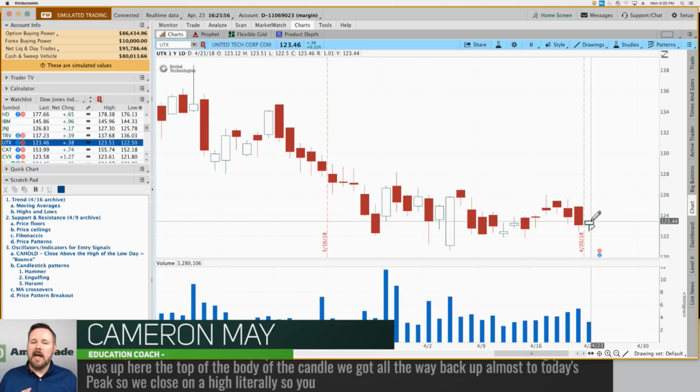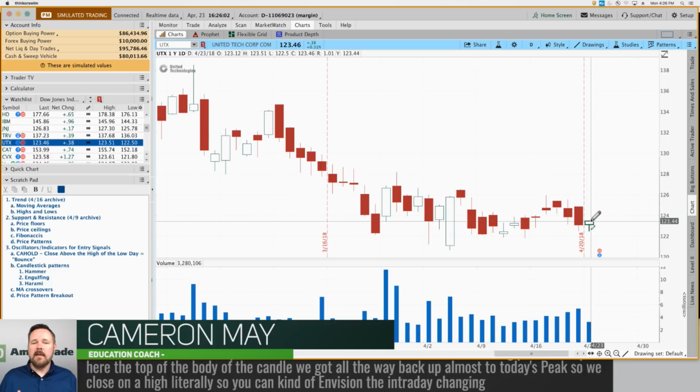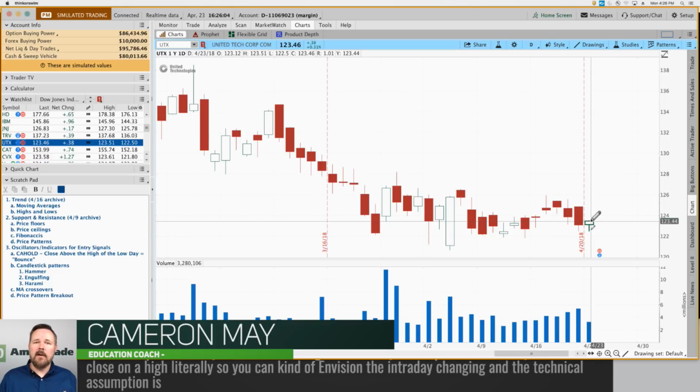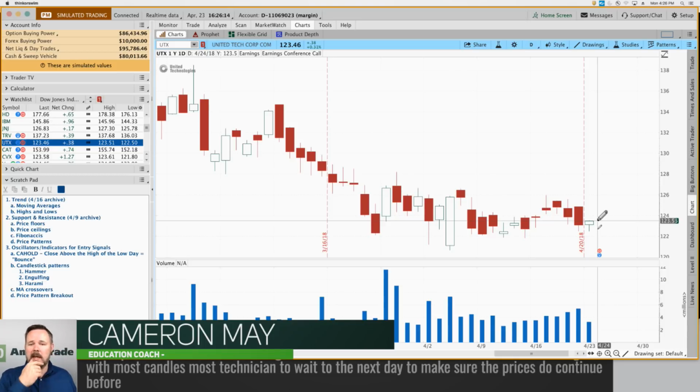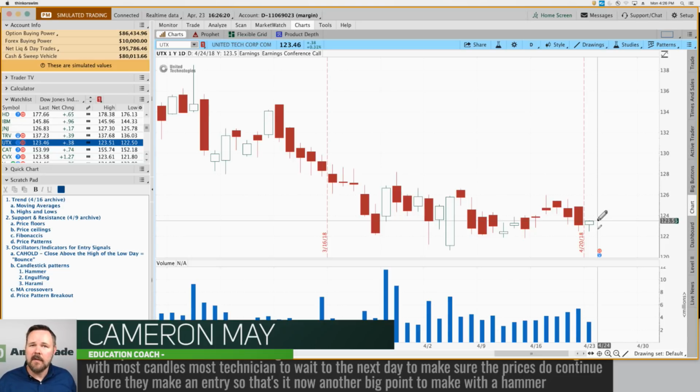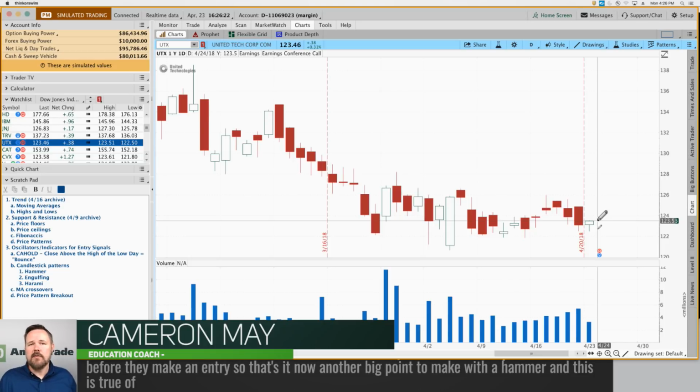So you can kind of envision the intraday change in investor sentiment, and the technical assumption is, wow, this might continue into the future. Now, a hammer candle, along with most candles, most technicians will wait to the next day to make sure that prices do continue before they make an entry. So that's it.